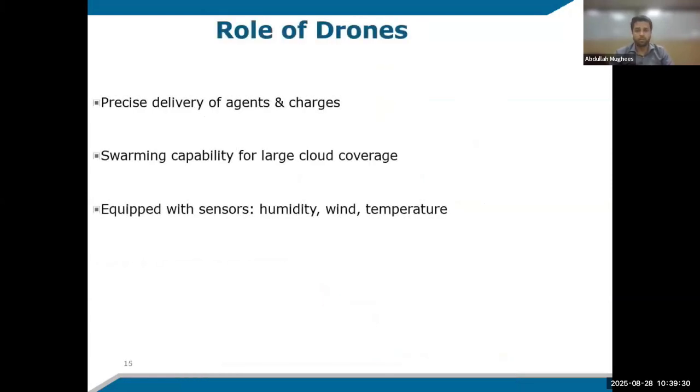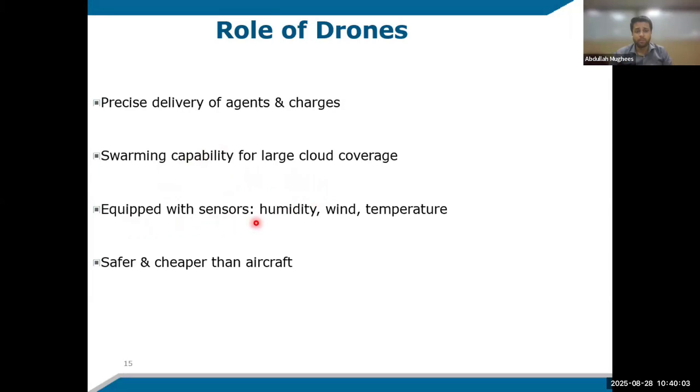Well, drones, as always, have a lot of jobs to do, and they perform a great job. We need them for precise delivery of agents, and they are cost effective in comparison to aeroplanes. And the swarming capability for large cloud coverage is essential because we need the maximum area of the cloud to be given the electric shocks or that chemical support.